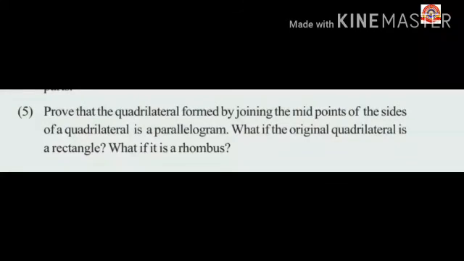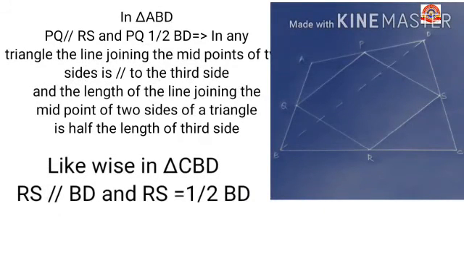Consider the last question in this section. In triangle ABD, PQ is parallel to BD and PQ is equal to half of BD. Because in any triangle, the line joining the midpoints of two sides is parallel to the third side and the length of the line joining the midpoints of two sides of a triangle is half the length of the third side. Likewise, in triangle CBD, RS is parallel to BD and RS is equal to half of BD.